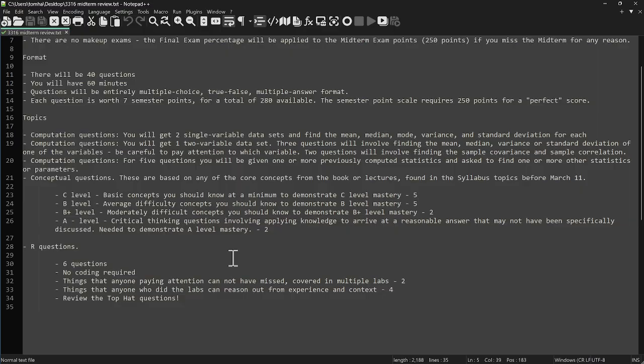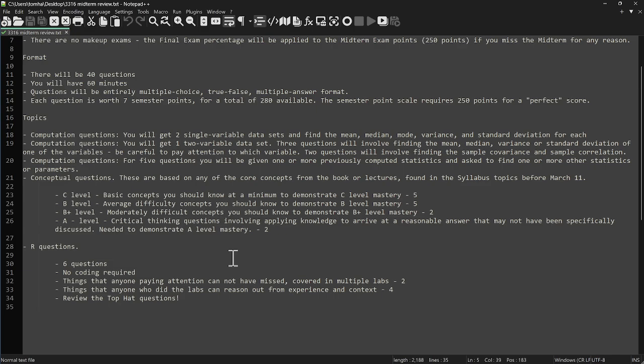R questions. There will be 6 questions. There won't be any coding, so I'm not even going to give you an example and ask you to pick out the right code or something. By the final exam, I will probably do that. I will give you something and say which code is correct. Nothing like that here.